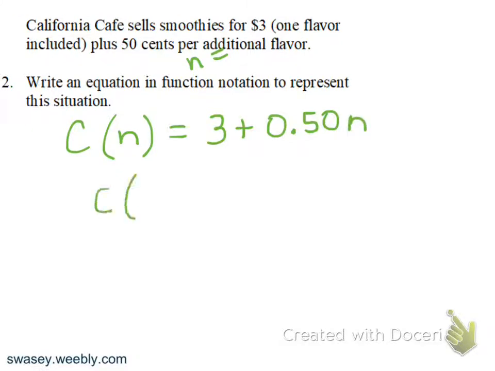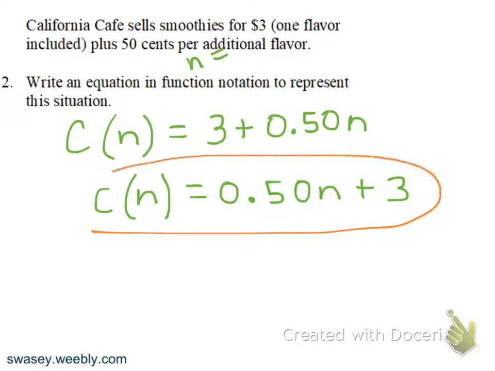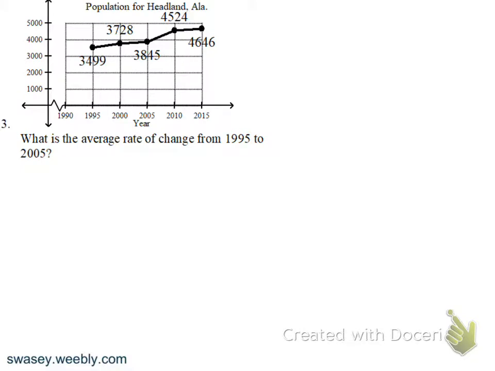Or you could write it this way. So either of these would work fine. Function notation is the left-hand side of that equation. Average rate of change. Rate of change is the same thing as slope. Slope formula says y sub 2 minus y sub 1 over x sub 2 minus x sub 1.